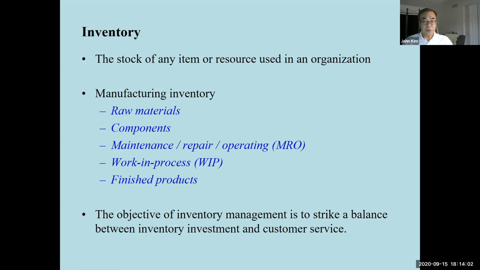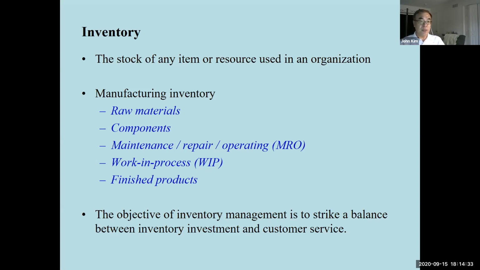When we say manufacturing inventory, we mean raw materials such as wood, iron, rubber, plastic, and so on, and then components such as engine parts and so on. And then, in abbreviation, MRO: maintenance, repair, and operating supplies.